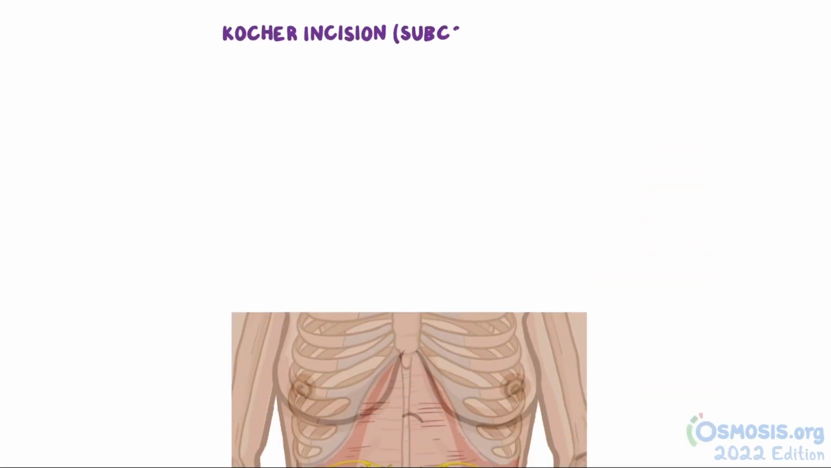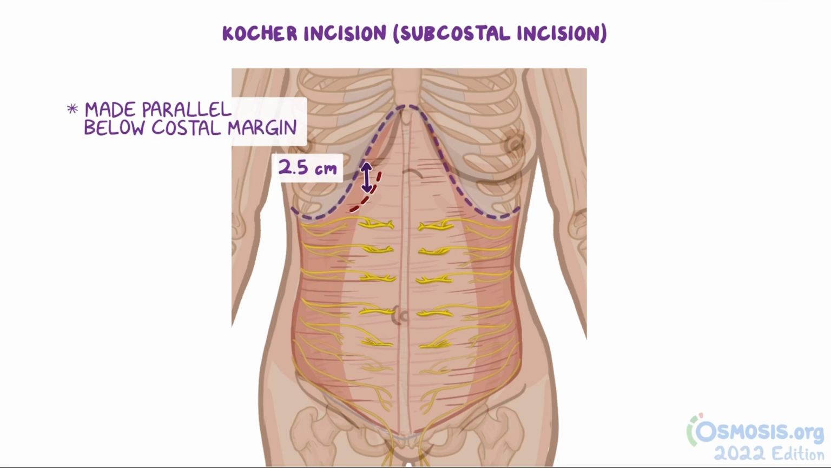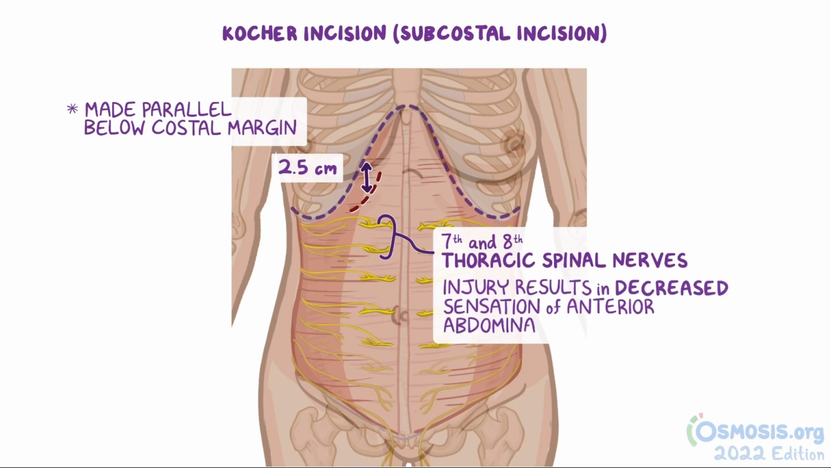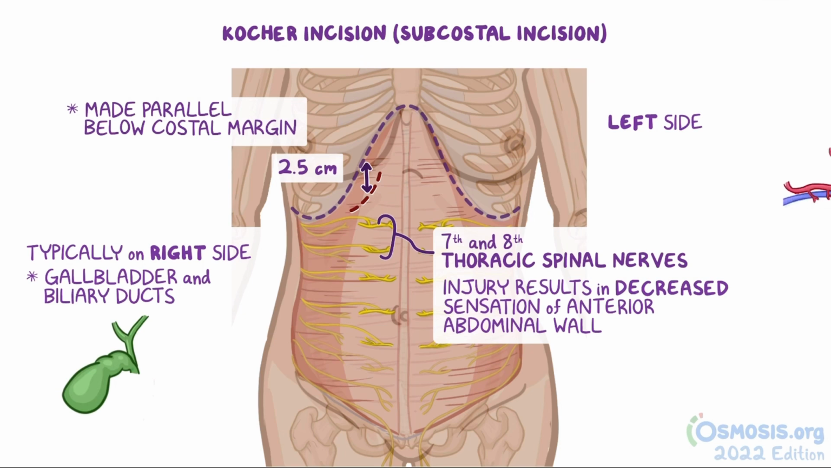First, there's the Kocher incision, also called the subcostal incision, which is made parallel and at least 2.5 centimeters below the costal margin in order to avoid the 7th and 8th thoracic spinal nerves. Injury to these nerves results in decreased sensation of the anterior abdominal wall supplied by those respective branches. This type of incision is usually found on the right side and provides access to the gallbladder and biliary ducts and can be extended towards the left side of the abdomen to access the spleen.